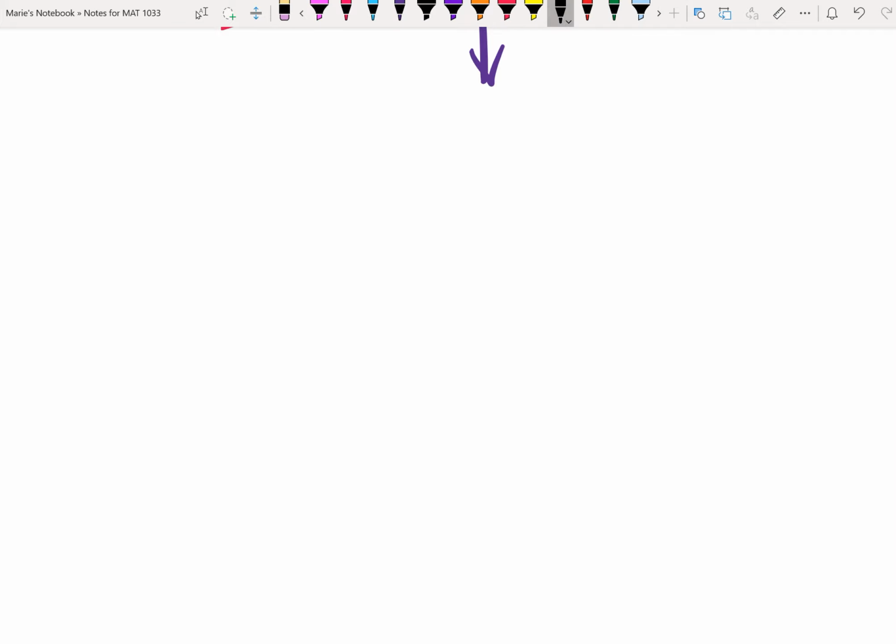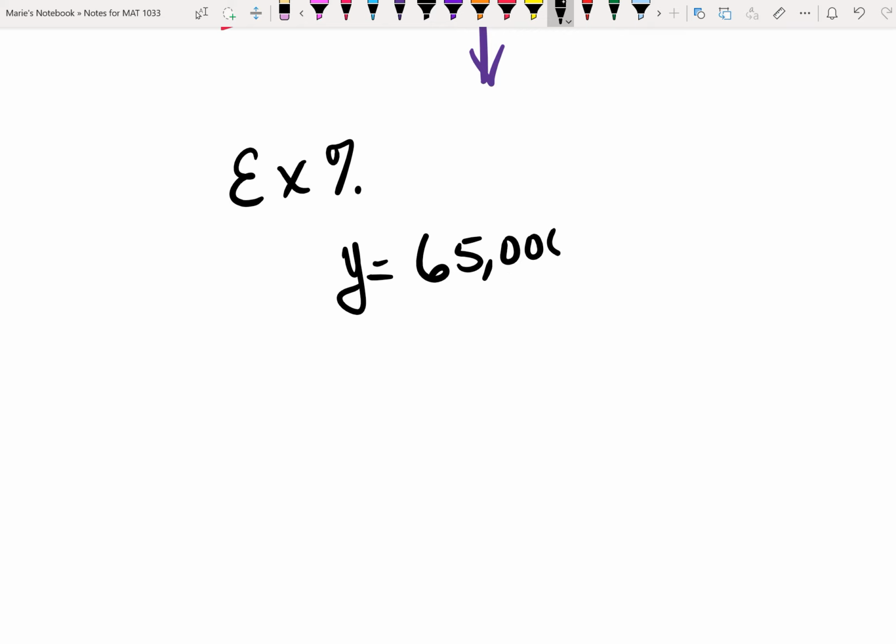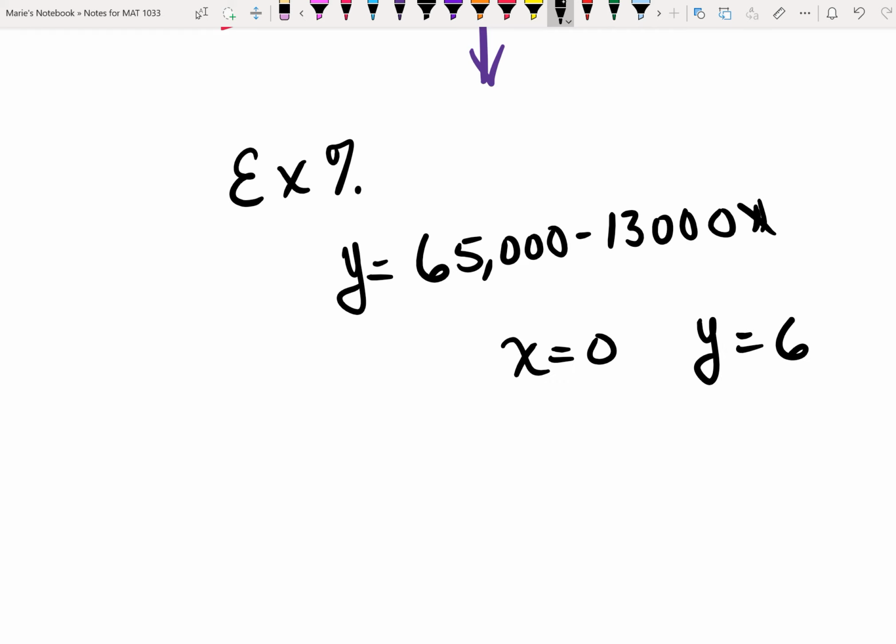Alright, example 7. It's the same thing in word problems. So if I have an equation that says y equals 65,000 minus 13,000x as a word problem, using x-intercepts, I literally can solve. So I know that when x is equal to 0, that y is equal to 65,000. Right? And according to this slope, this is going up 13,000 on the y and 1 on the x, the change in x.